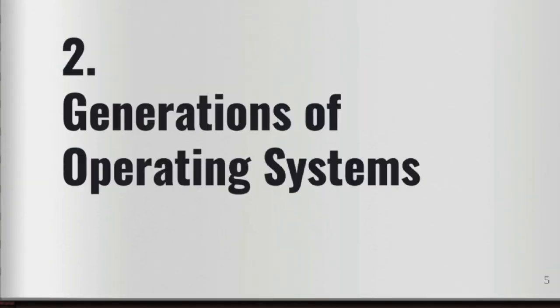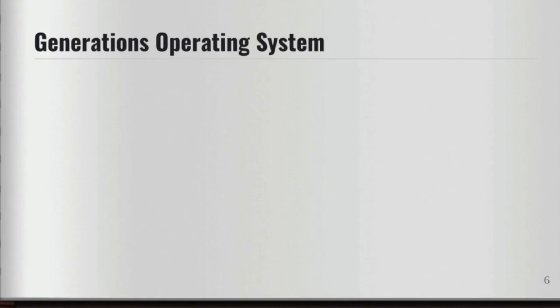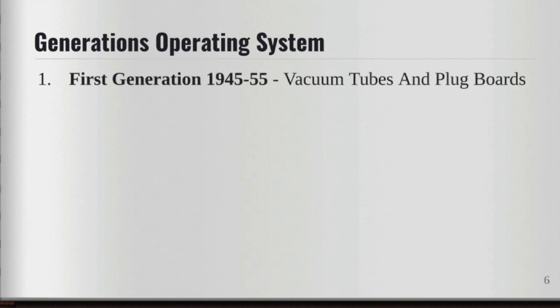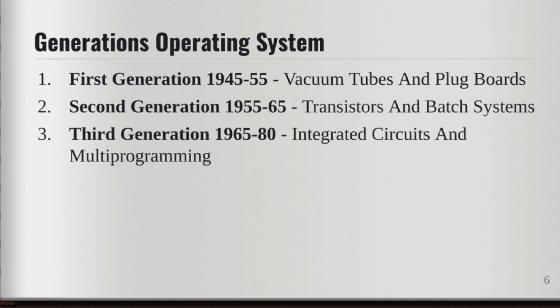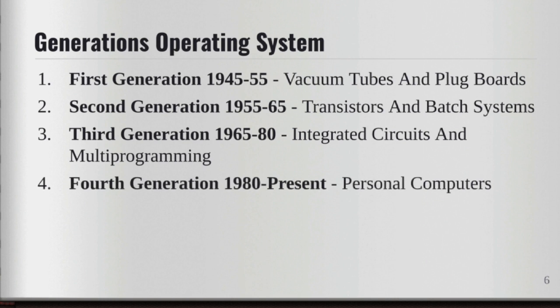Now we're going to talk about different generations of the operating system, about the history of operating system. So the operating systems can be divided into four generations. The first generation is from 1945 to 55, which was the generation of vacuum tubes and plug boards. The second generation from 55 to 65. The third one from 65 to 80. And the last one, which is the current generation, the fourth generation of the operating system, which is 1980 to present.